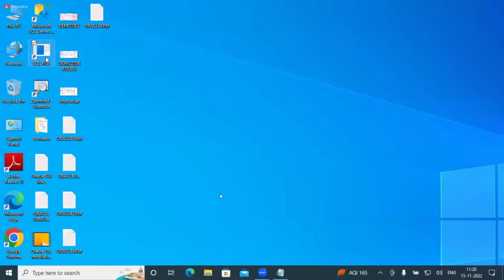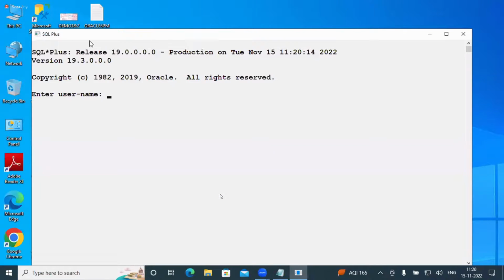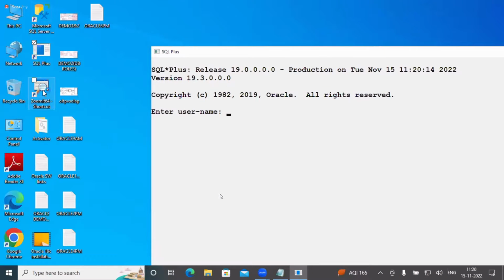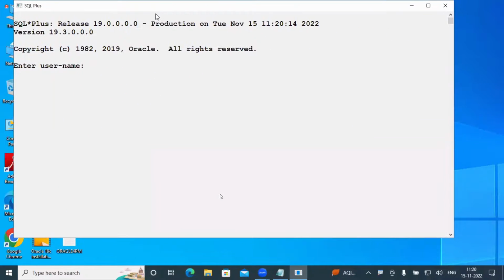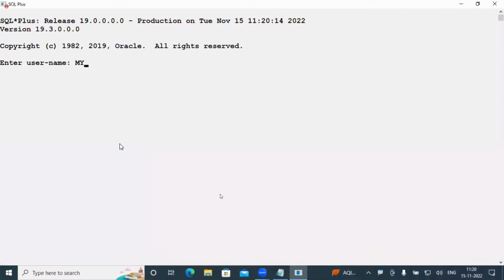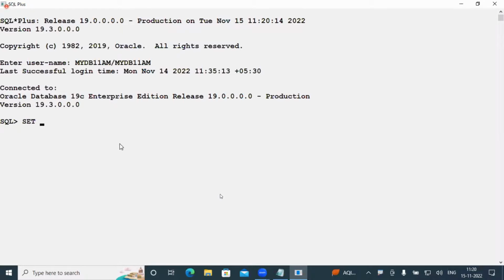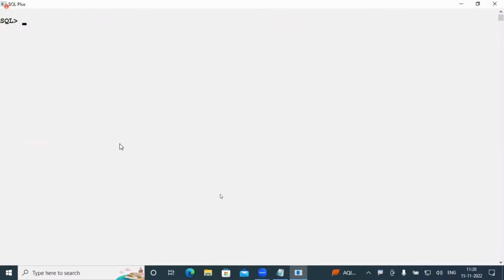Same as before, you can go to SQL Plus and connect to your database with your user account. Then set the page size, these are common properties we need to set, guys. Set it to 160. Okay, fine.